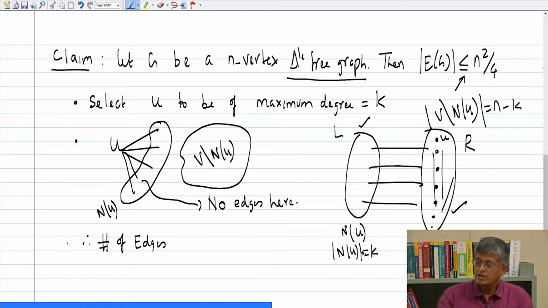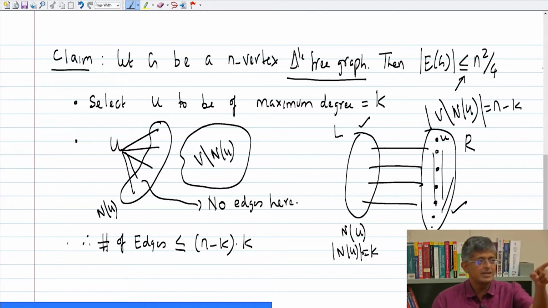Fine. So every edge has at least one endpoint which is from R, and the degree of R is less than or equal to k. Therefore, the total number of edges is less than or equal to the total number of vertices on the right hand side, which is n minus k, multiplied by k. It can't be more. Now we have not finished the proof. Our friend there might think we have finished the proof.